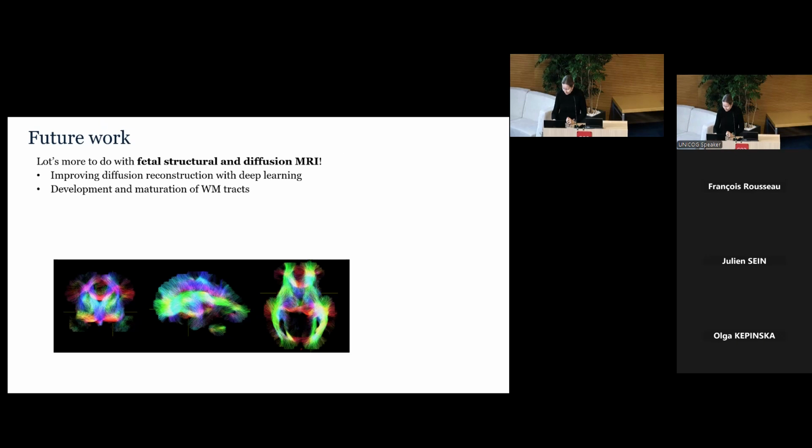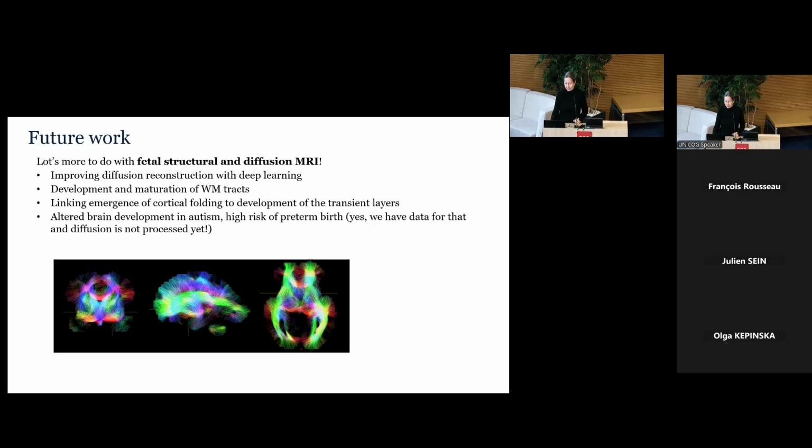Then I think it's really interesting to link the emergence of cortical folds to development of transient layers. Surely there must be some relationship between their shape and microstructure. And finally, we would like to look at altered brain development in high risk of autism and high risk of preterm birth. And we have diffusion data for that, but they haven't been processed yet.